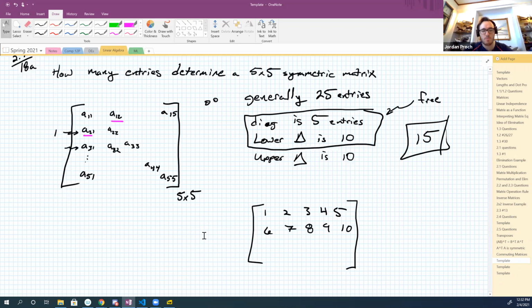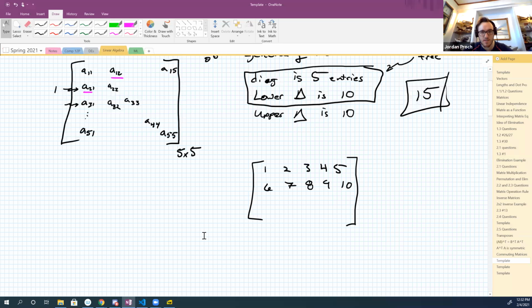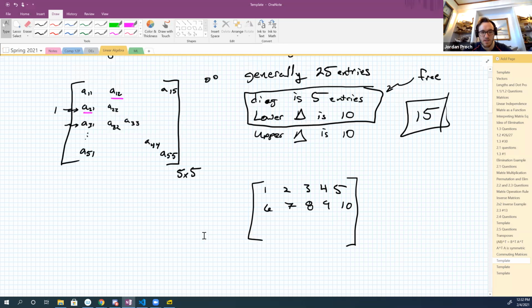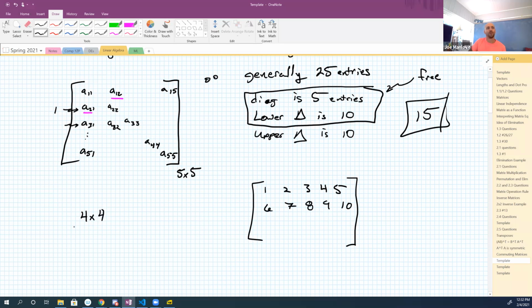Question: what would happen if we had a 6 by 6? How many free entries? Good. I think it would be easier to do a 4 by 4. Okay. So in the 4 by 4 case, how many entries are on the diagonal?